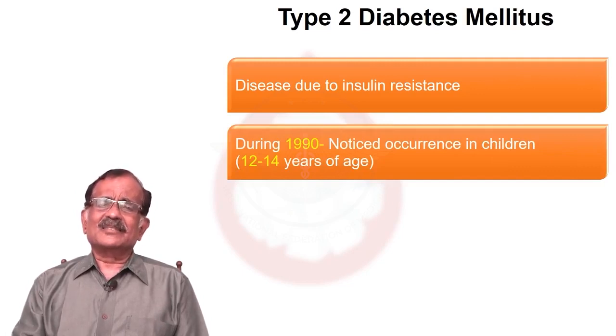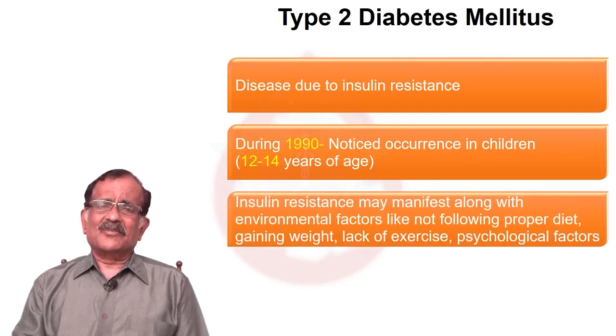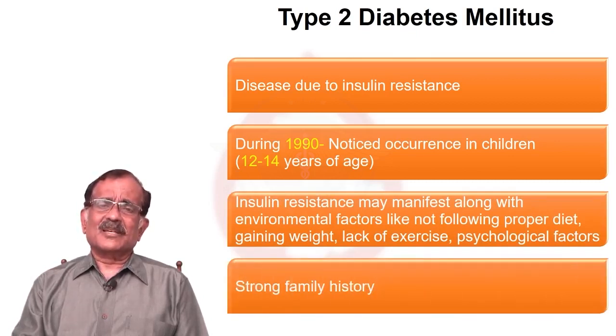So usually it occurs around the age of pubertal development, that is around 12 to 14 years of age. By the time the immunological system gets reactivated, the insulin resistance may become manifest, along with environmental factors like not following the diet, putting on weight, lack of exercise, and psychological tension. All these may be contributing precipitating factors. In insulin resistance patients, there is usually a strong family history. One or both parents may have type 2 diabetes, which the children may get because of the local environmental factors.